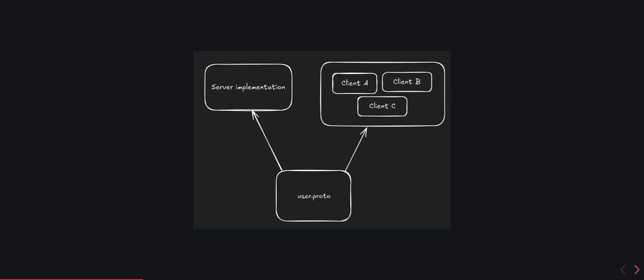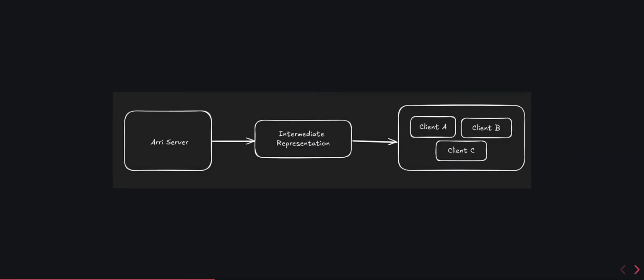Now, the way that Arri is different is Arri takes, as I said before, a code-first approach. So the workflow changes from this to something like this. And so the idea is that within your server code, you already have the type information. You have the information about where your routes are. So you should be able to generate your clients at build time.